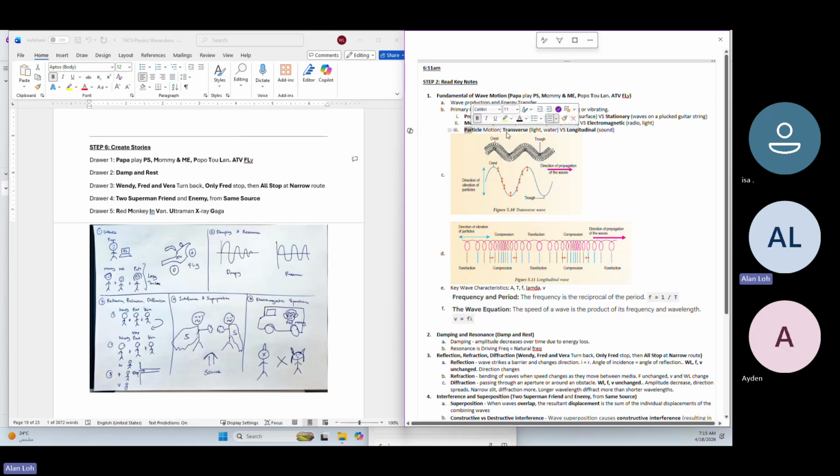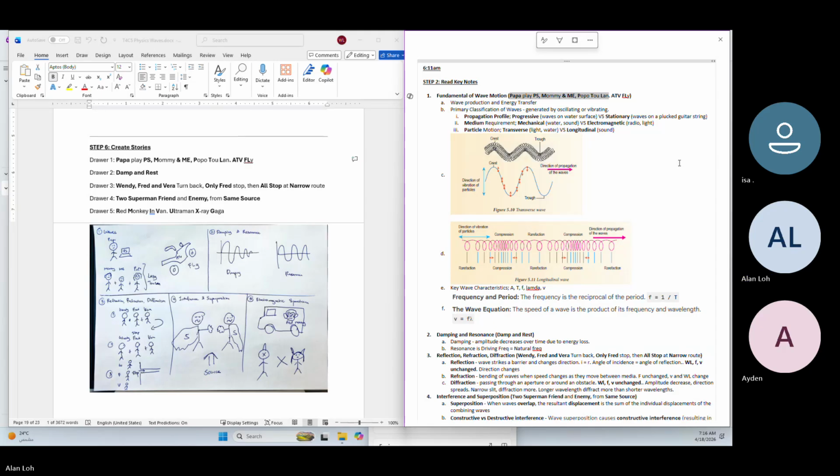And then Tolan is transverse and longitudinal. Right. So now this very short story, if you can imagine it, picture it in your mind, you can do the animation by yourself. Your papa is playing a PlayStation, so happily playing over there. And your mommy, and next to you, and next to your mommy is yourself, me, and my popo. We are all being lazy, Tolan. Right. So that story itself is already able to help you to remember these classifications of wave.